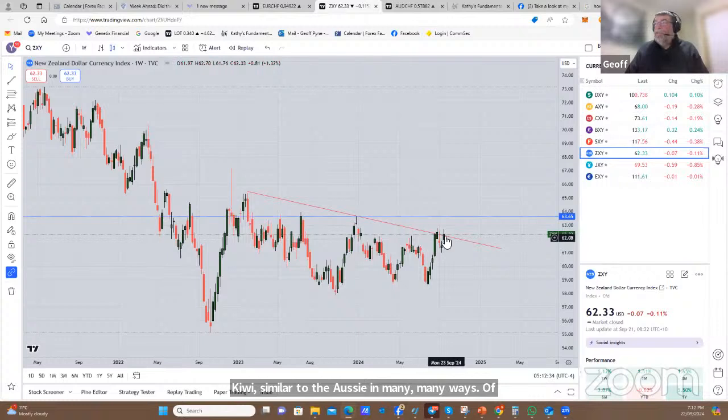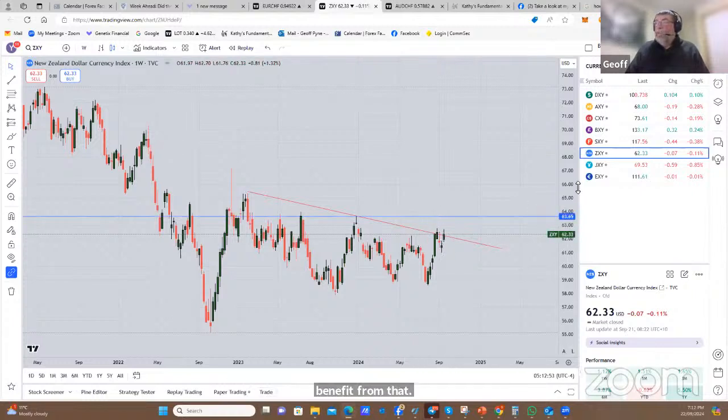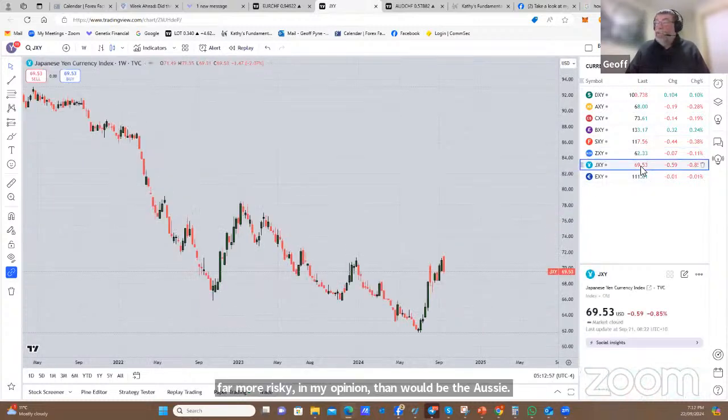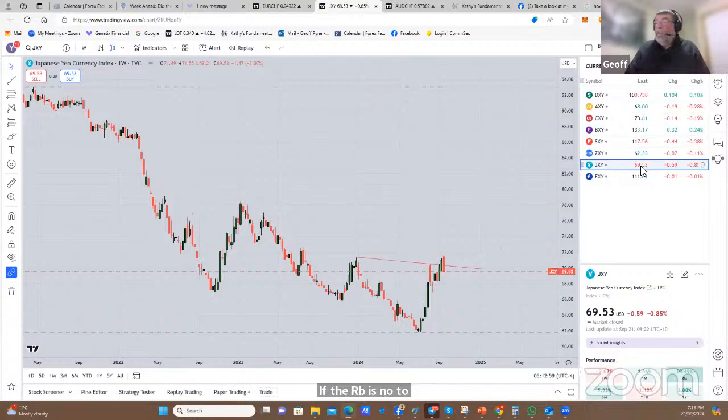Not convinced that it's gone through this resistance level. Similar to the Aussie, we're not convinced that it's through this level. It may track the Aussie if the RBA says go or no go on reducing interest rates. This may well benefit from that, but far more riskier, in my opinion, than would the Aussie be if the RBA says no to reducing interest rates, which I suspect they will.